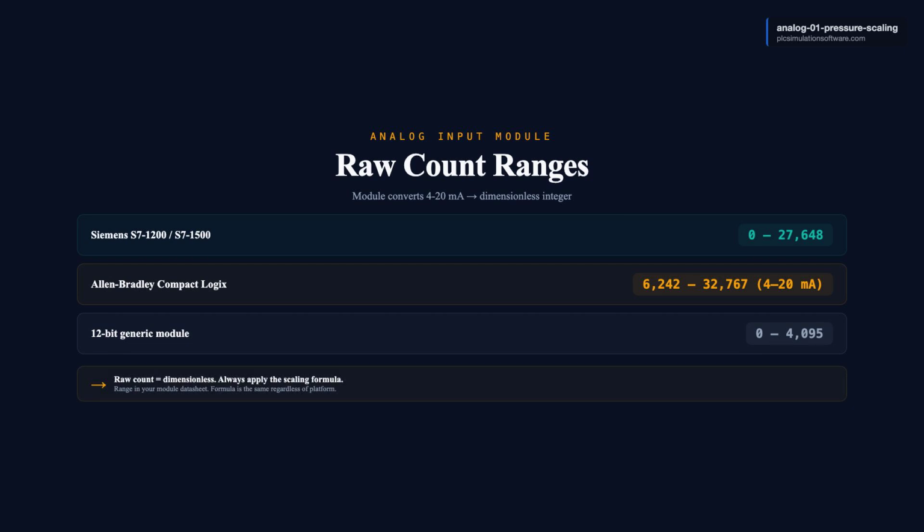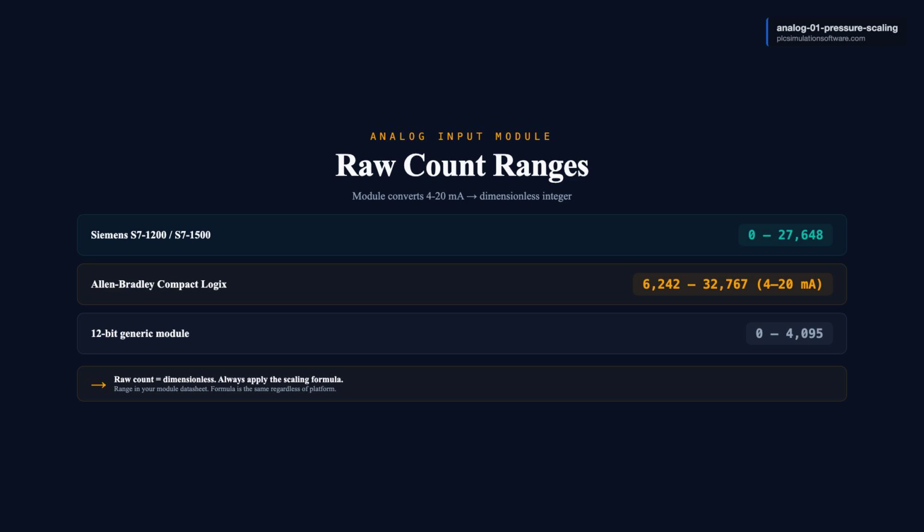The analog module converts current to a raw integer count. The count range depends on the hardware. A Siemens S7-1200 or S7-1500 module typically uses 0 to 27,648 for the standard range. An Allen Bradley CompactLogix module typically uses 6,192 to 32,767 for 4 to 20 milliamps. 0 to 6,191 is the sub-4 milliamp underrange fault zone.